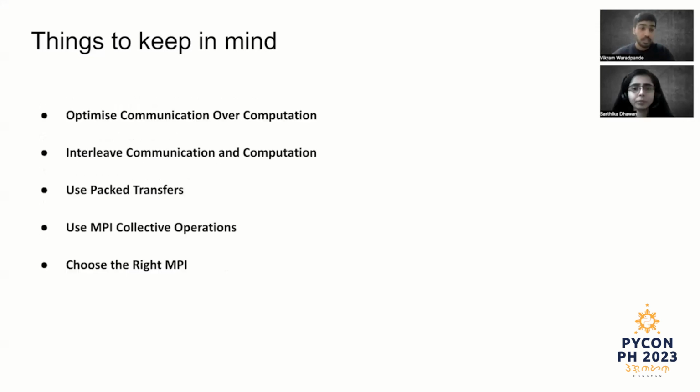The next point is optimize communication over computation. You should take this away: communication is really expensive in MPI. So if you have two options, one, you can reduce the communication, and second, you can reduce computation, always pick communication.